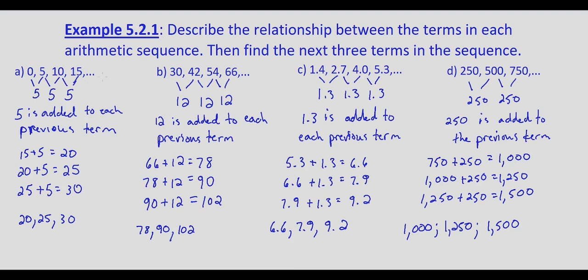So again, to determine the relationship between the terms in an arithmetic sequence, we look for the common difference among terms, and then to find the next three terms, or however many terms we want, we just use that pattern to continue adding to each term to get the next three terms.